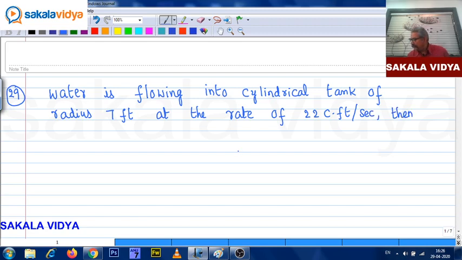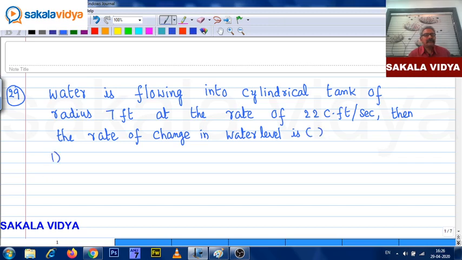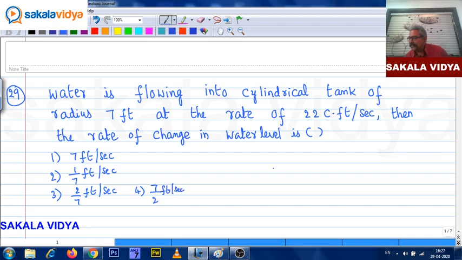Then the rate of change in water level is: first option, 7 feet per second; second option is 1/7 feet per second; third option, 2/7 feet per second; fourth option is 7/2 feet per second. So this is the question.